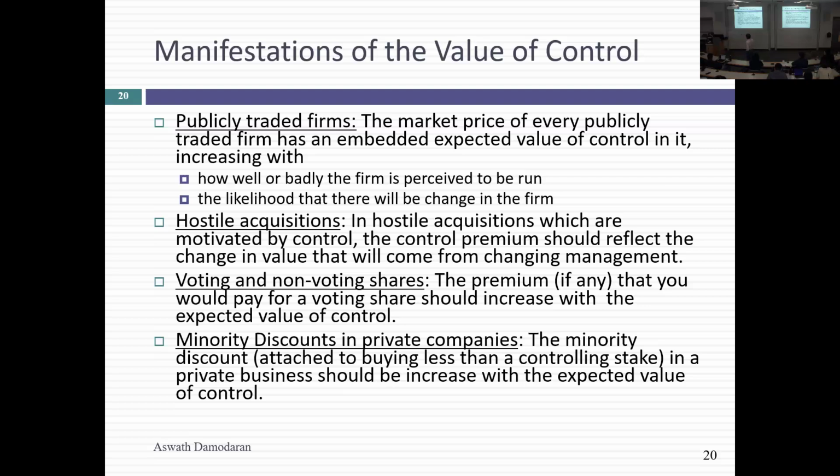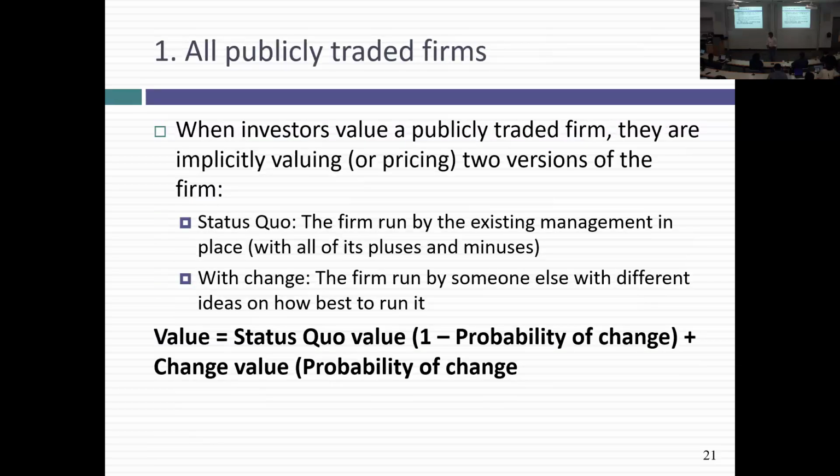And finally, in private company transactions, there's something called a minority discount. What is it? If you buy 49% of a private business, you pay substantially less than if you buy 51% of the same business. Why? Because the existing owner runs the business. If you buy 51%, you control the business. That 2% difference in ownership stake can lead to a big discount in value. That's called a minority discount. So all of these are examples of this expected value of control.